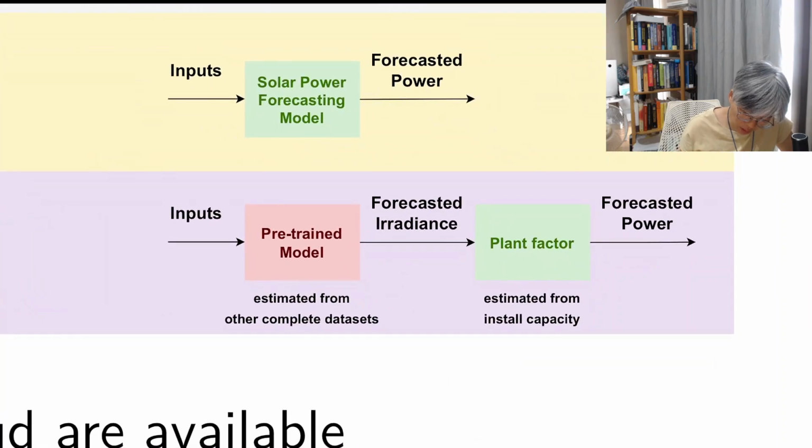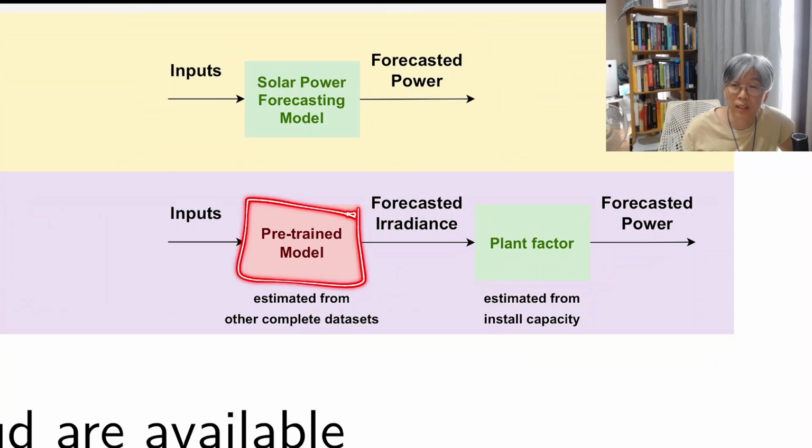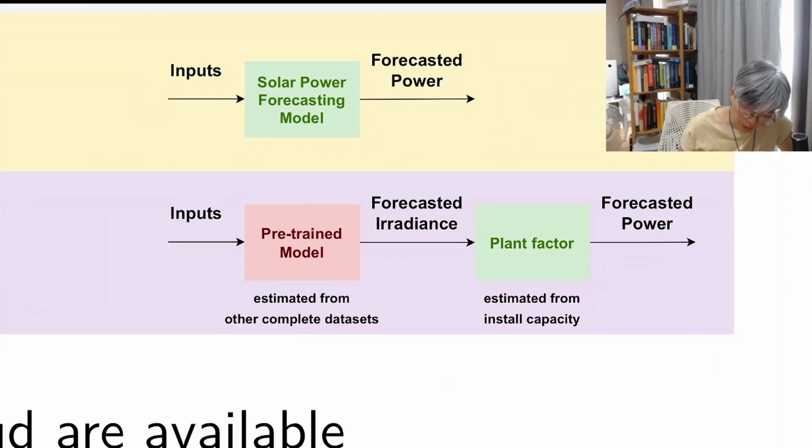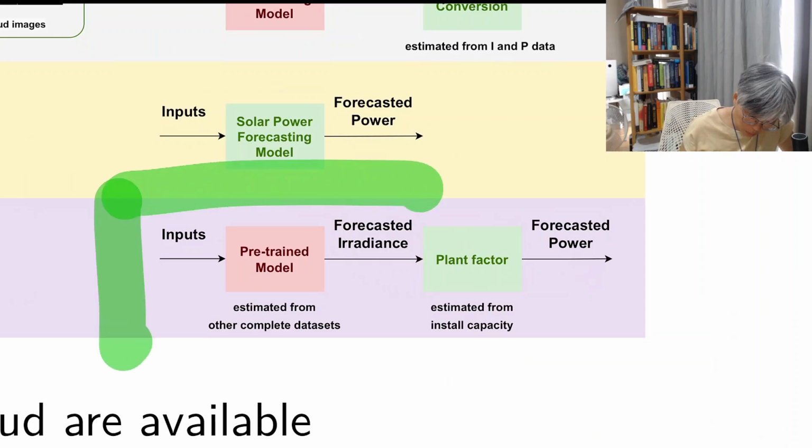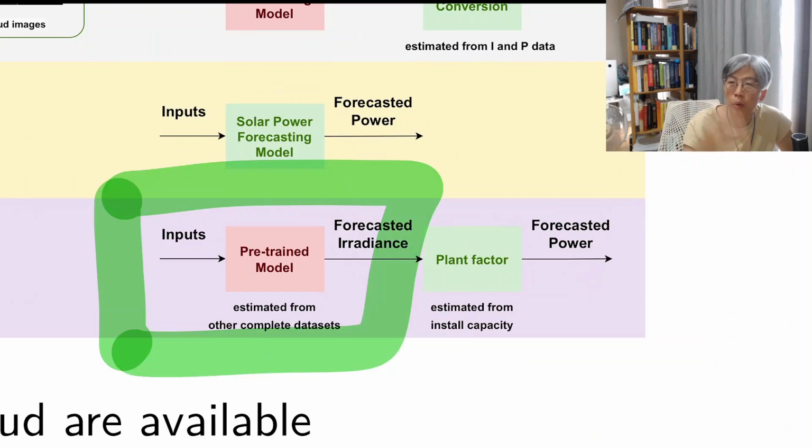What I can think of as our solution for this is that somehow we have a pre-trained model developed from another data set, and this is an irradiance forecasting model. And so this is the forecast of irradiance. And this block is a model that is now available from many commercial services globally.